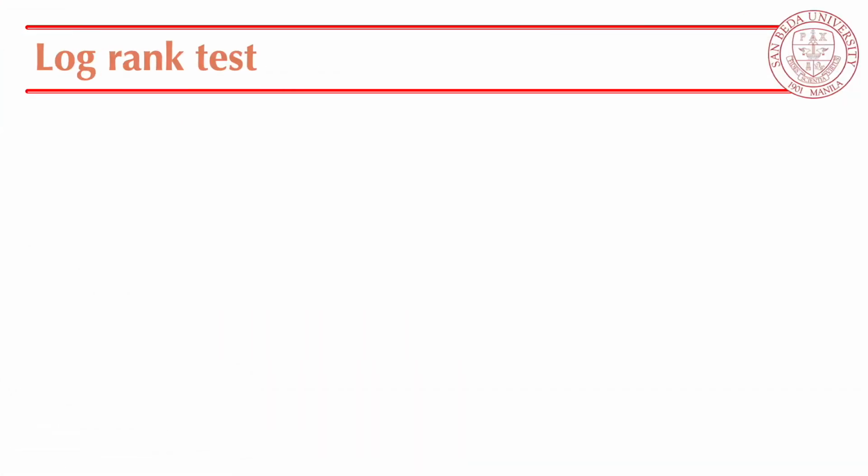Now, as you appraise articles that make use of survival analysis for their data, you will encounter a few statistical terms which you will need to at least understand what they represent, what they are for, and how to interpret them. No need to know the intricate details of how to compute for them. Now, one such term is a log rank test.